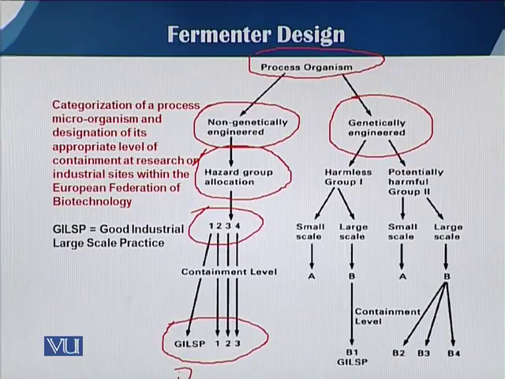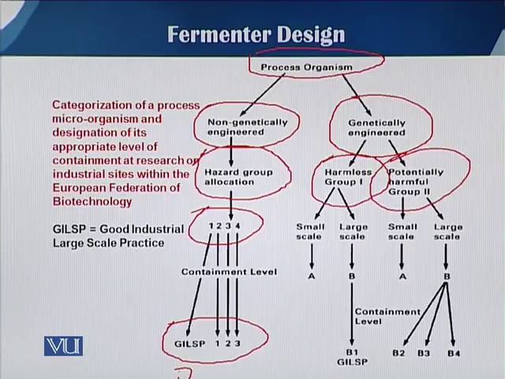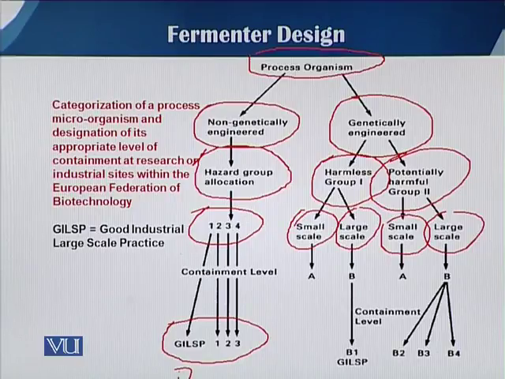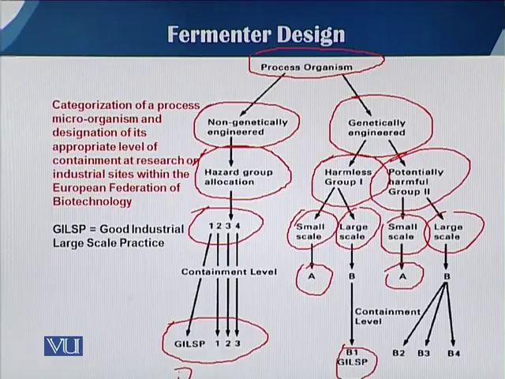But as concerned the genetically modified, that is further classified into harmless group 1 and potentially harmful group 2. They are then further divided into small scale and large scale, meaning the fermentation volume, whether we are using a lab scale, a pilot scale or an industrial level. If it is a small scale, in both cases that is known as A category. But if it is a large scale, whether it belongs to group 1 or group 2, it goes to the B category. If it is group 1, it is called B1 category, but for the large scale potentially harmful group 2, then there are B2, B3 and B4 categories.